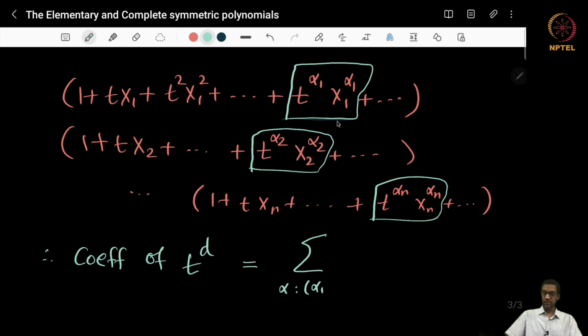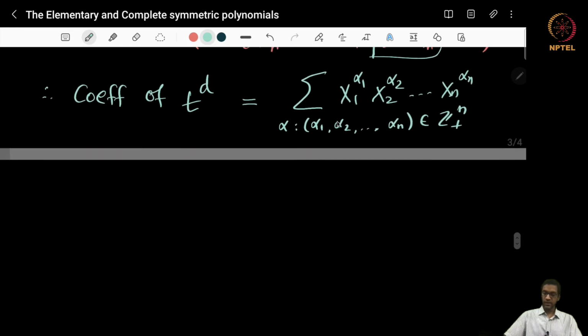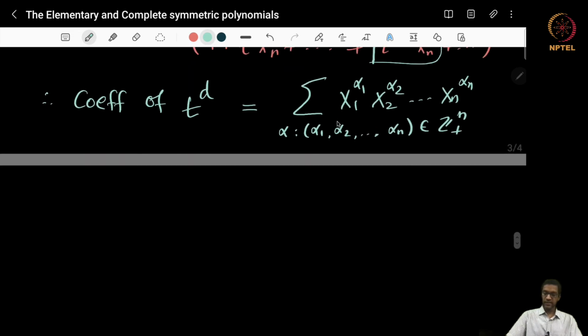So I can take any alpha 1, any alpha 2, alpha n. They're all, of course, non-negative integers in this case. And what do we get? x1 power alpha 1, x2 power alpha 2, etc., xn power alpha n. And since the total power was d, I conclude that I'm not taking a sum over all alphas, such that summation alpha i is d. I'm only summing over those alphas whose sum is d.